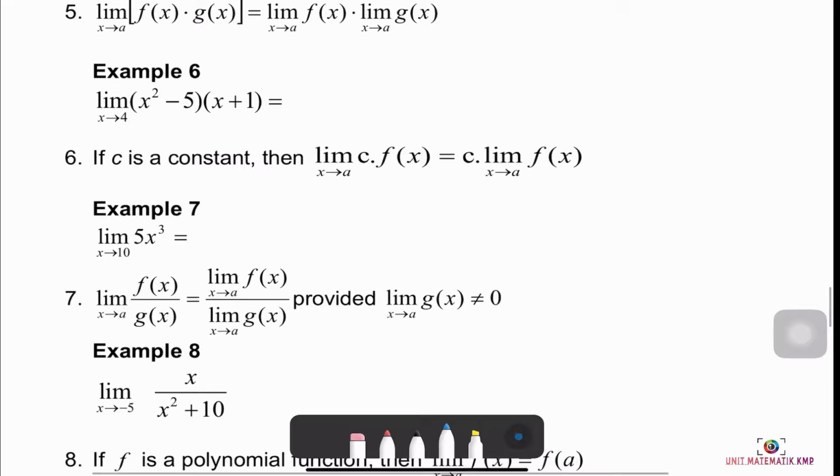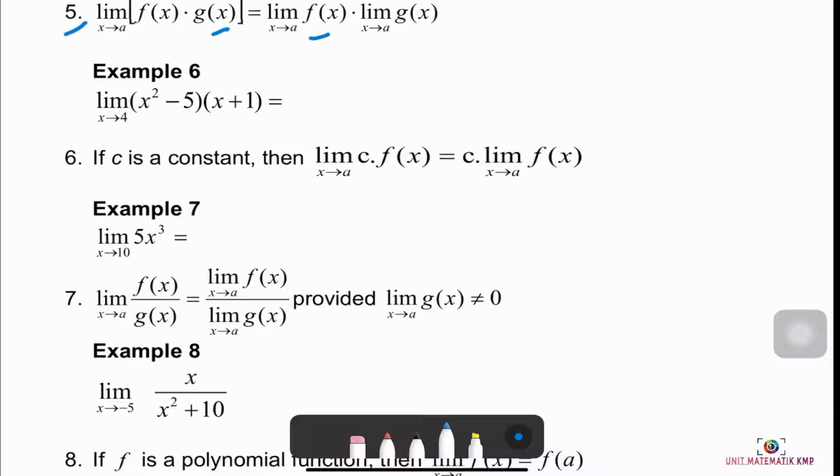Property number 5, what we have here is the limit, and we have two functions, and these functions are multiplied with each other. In this case, we have f(x) multiplied by g(x) when x approaches a. So here we can write the limit of f(x) when x approaches a, multiplied by the limit of g(x) when x approaches a. So example 6 here: the limit of (x squared minus 5) times (x plus 1) when x approaches 4.